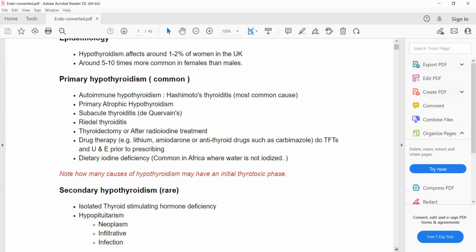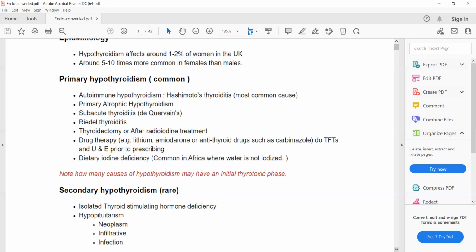So remember this axis: TRH or thyroid releasing hormone from the hypothalamus stimulates the pituitary gland to produce TSH, thyroid stimulating hormone, and then thyroid stimulating hormone stimulates the thyroid gland to produce thyroid hormone. So primary hypothyroidism is decreased production of thyroid hormone due to a disease of the thyroid gland such as Hashimoto thyroiditis, subacute thyroiditis, riedel thyroiditis, or iodine deficiency.